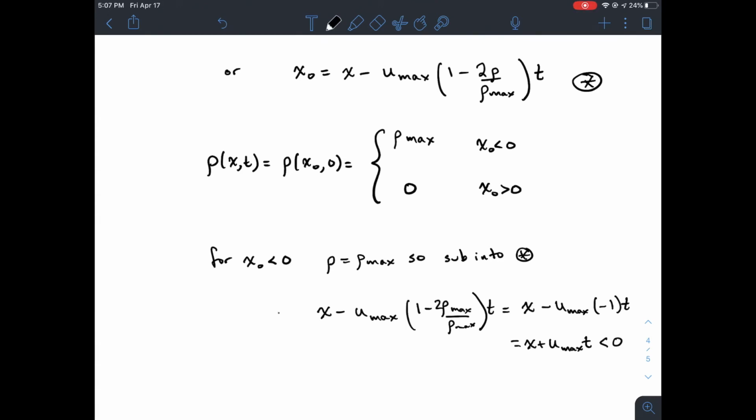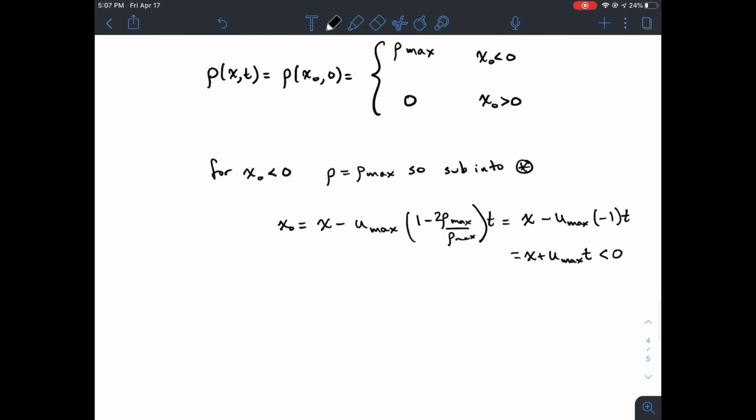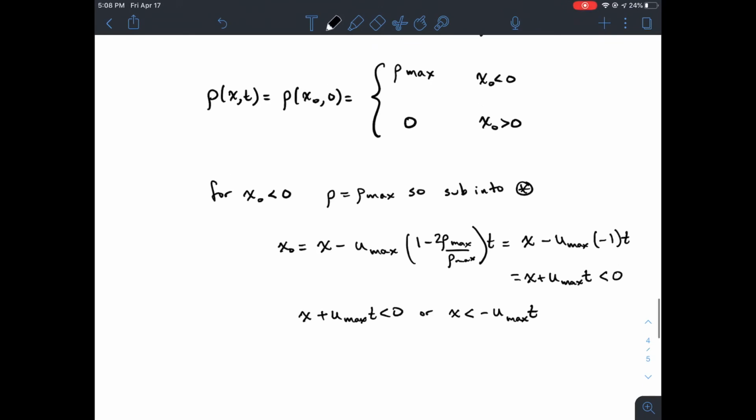Right? So that is going to tell me that first part, it's rho max when I've got x being, all right, I'm just going to rewrite it here so we can see it. x is less than minus u max t. Okay, fair enough. So that's that first part. I'll just throw it up there for the time being.